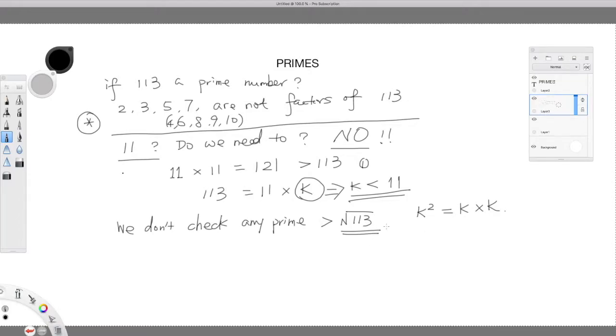Okay, this might be a little bit complicated for fourth graders or fifth graders. So let's hear. We don't need to check any prime numbers bigger than, okay, let's just pick a number, 11, because 11 times 11 is bigger than 113. So for this number, you have to estimate such that if you know that 11 times 11 is already bigger than the number you want to check, in this case 113, then you can stop here.